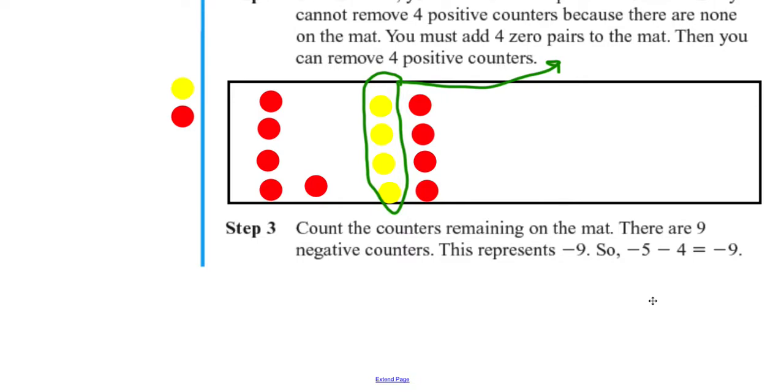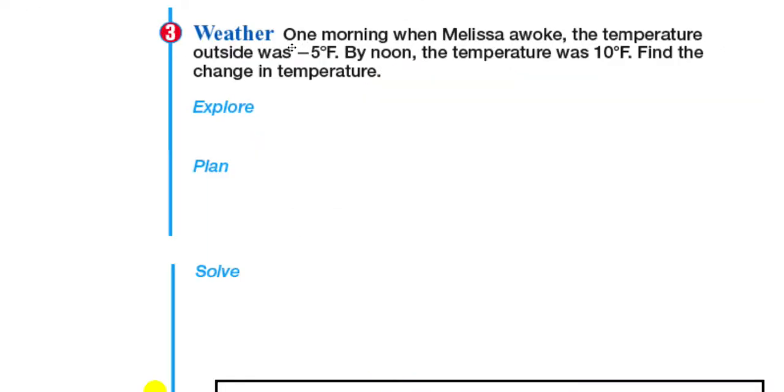Let's take a look at example number 3, and let's make this more challenging. In example number 3, one morning when Melissa woke, the temperature outside was negative 5 degrees. By noon, the temperature was 10 degrees Fahrenheit. Find the change in temperature.